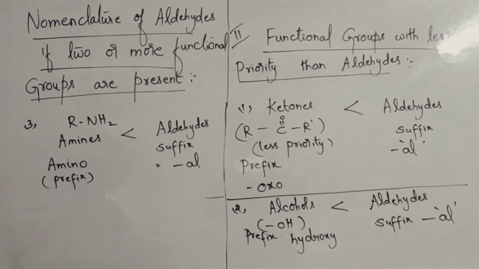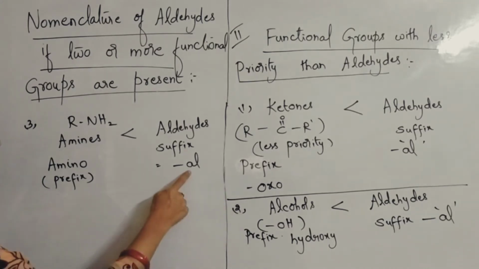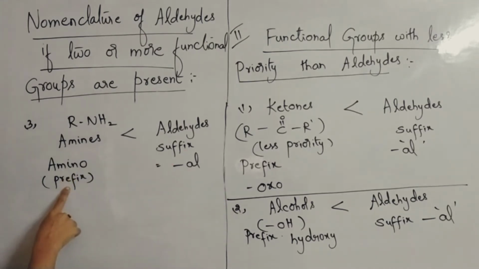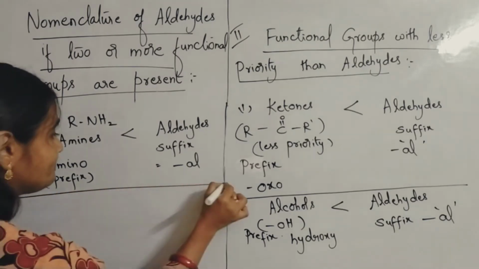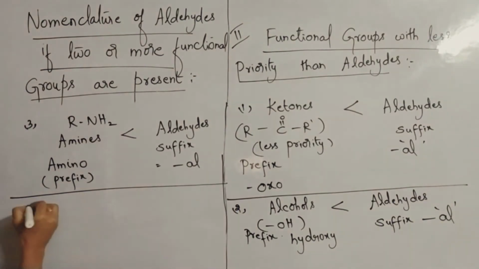For substances in which both amines as well as aldehydes are present, more priority you will give for aldehydes, less priority you will give for amines. So these are also less priority functional groups. Next, fourth one are what?